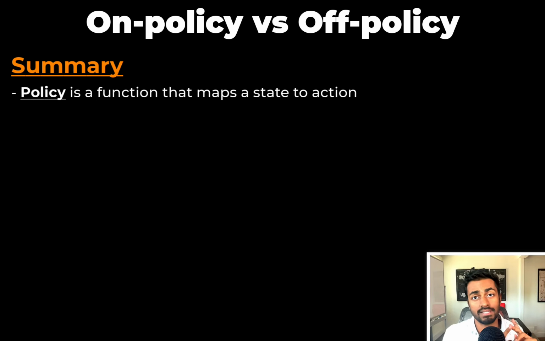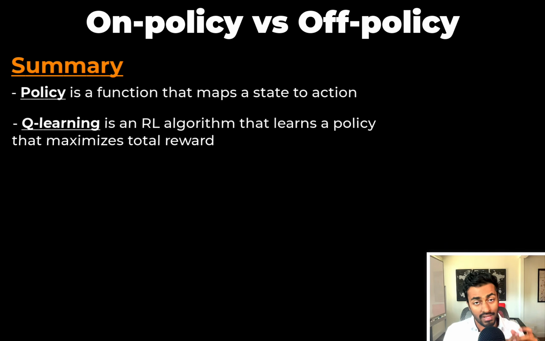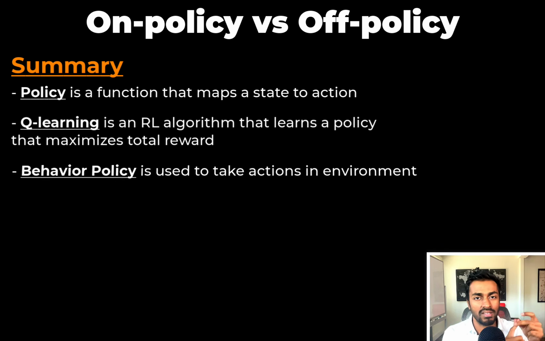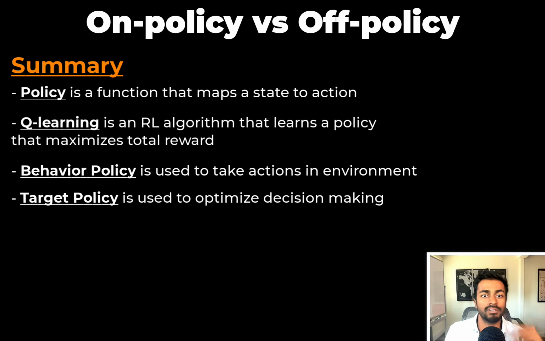First, a policy is a function that maps a state to an action. Q-learning is a reinforcement learning algorithm that learns a policy that maximizes total reward. And the policies that are the main characters here are twofold. The first is the behavior policy, which is a policy that is used to take the actions in the environment. And then we have a target policy, which is the policy used for optimal decision making. In this case, it's used to update Q values.